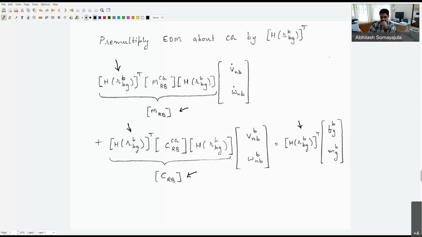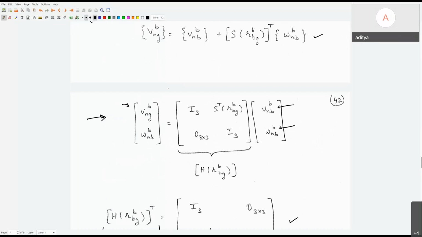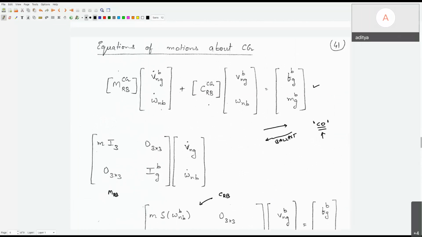Sir, first we expressed this equation, MRB times V dot plus CRB times V. That was expressed about the center of gravity, right? Correct. That was expressed at the center of gravity. That is why you have seen this subscript CG. Yeah, that's what I didn't understand. How is it about the center of gravity? Because of this.